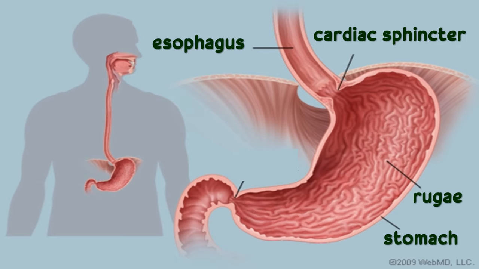After being partially digested in the stomach, food goes out by passing through the pyloric sphincter and then to the small intestines.